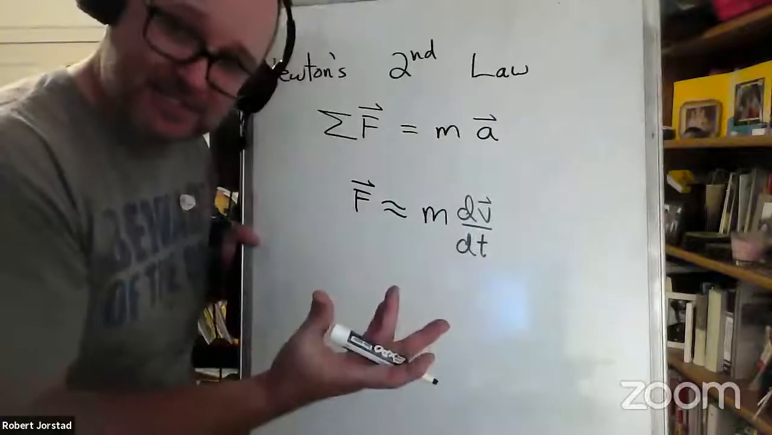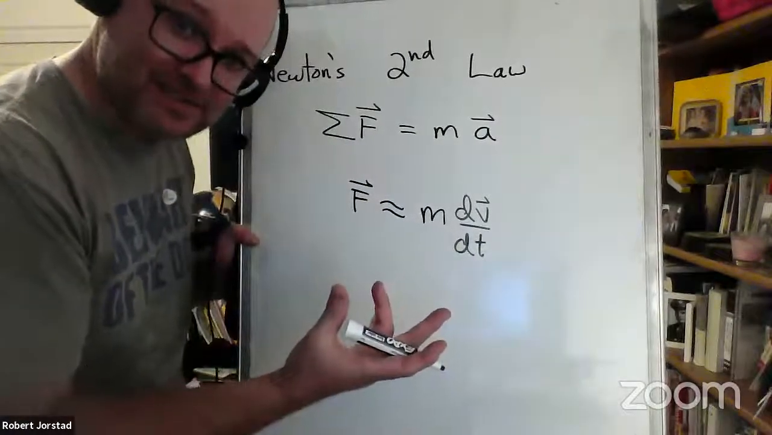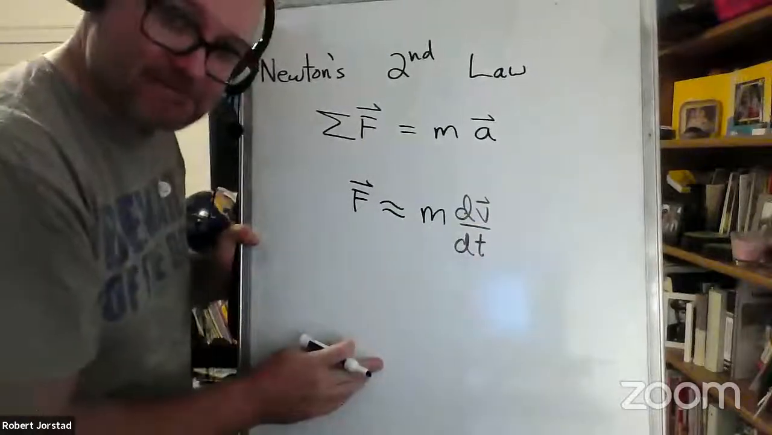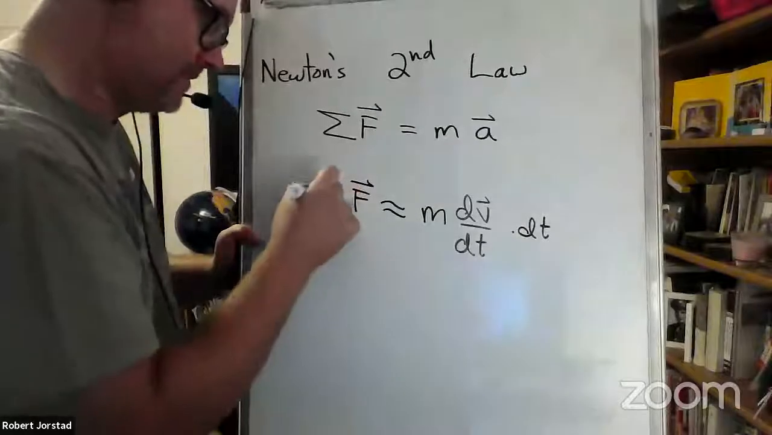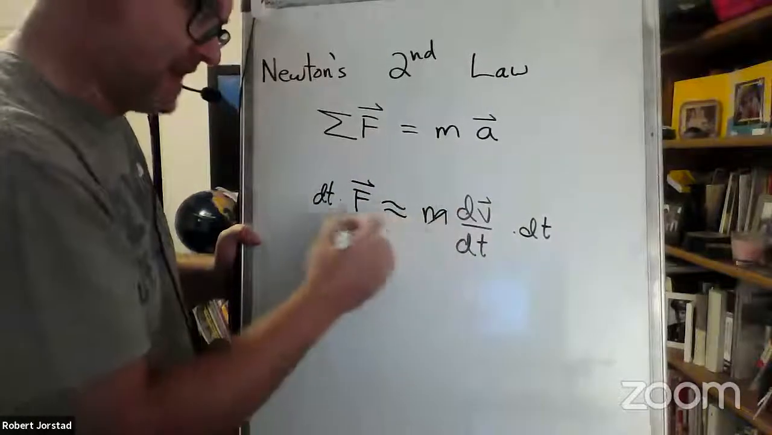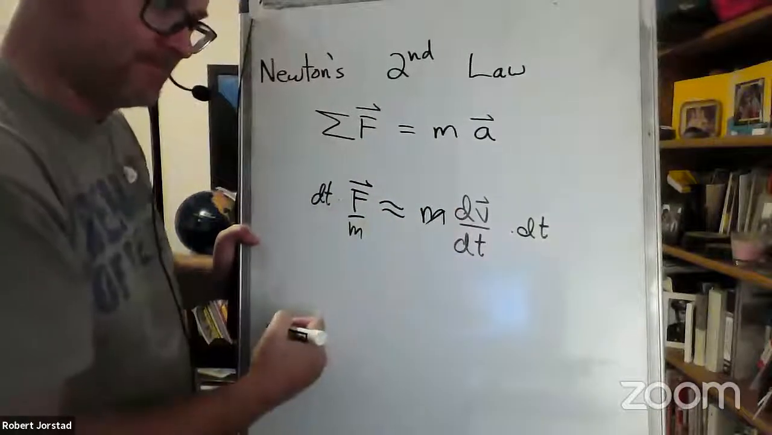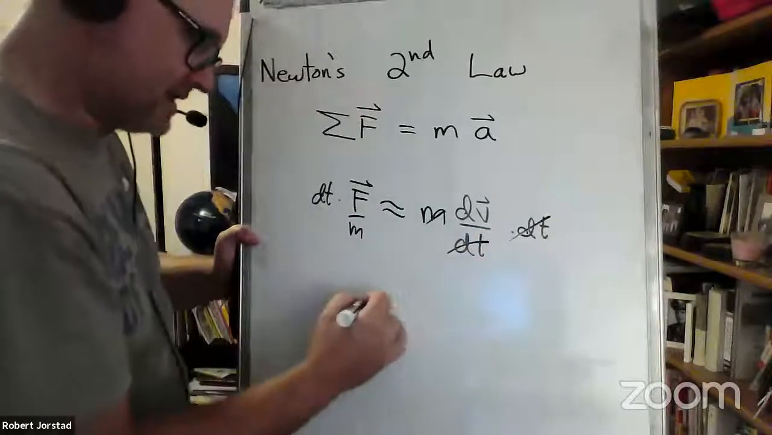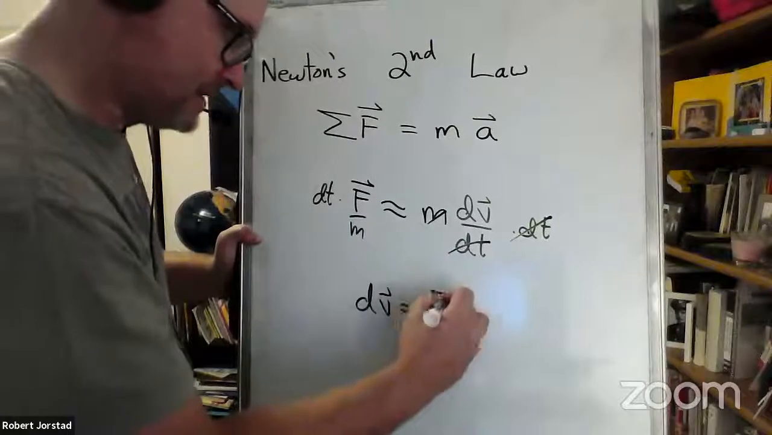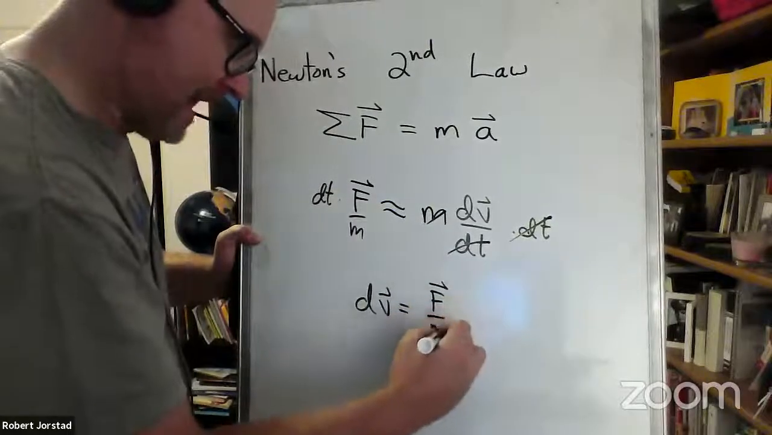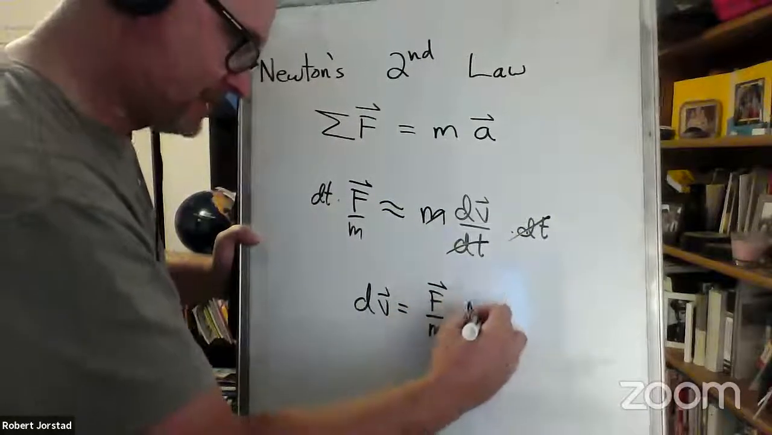Let's say I want to understand how something moves. I need to solve this for V. Well, I'll just multiply both sides by dt, and I'll divide both sides by m. Notice that the change in velocity is equal to the force divided by the mass times a small change in time.